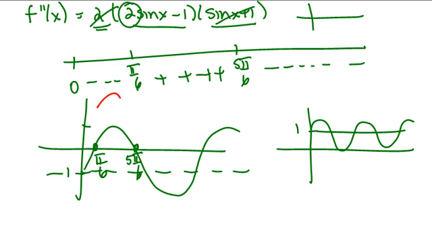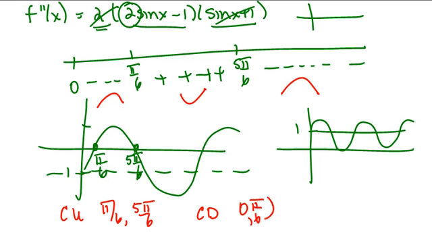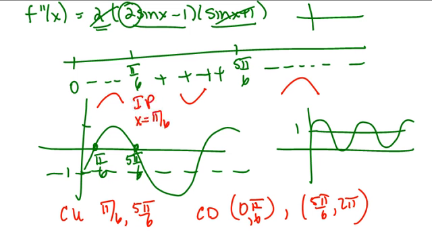That means it's concave down, up, and down. And so concave up between pi over 6 and 5 pi over 6, and concave down between 0 and pi over 6, and between 5 pi over 6 and 2 pi. So now it tells me that there's two inflection points. One is right here at x equals pi over 6 because it changes concavity, and here at x equals 5 pi over 6.